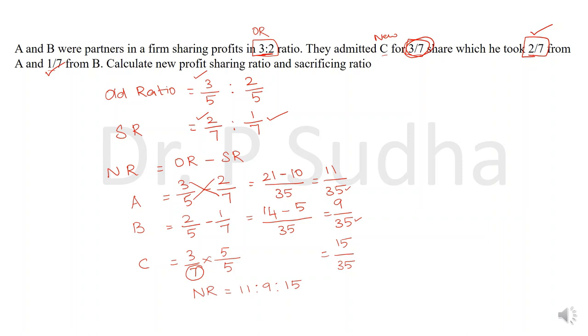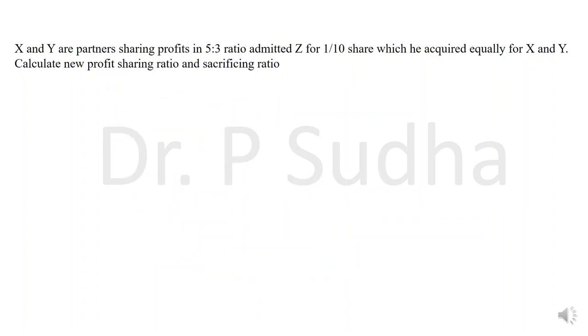Okay. So, I hope you understood this. The next question. X and Y are partners sharing profits in 5 is to 3. This 5 is to 3 is what? This is the old ratio. They are admitting Z. Z is the new partner. And the share of Z is 1/10 share, which he acquired equally. In the previous question, it was unequal proportion.